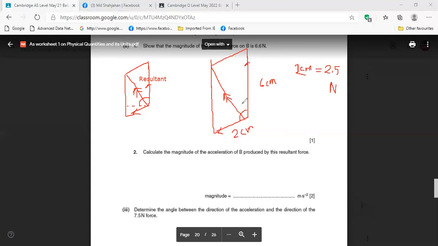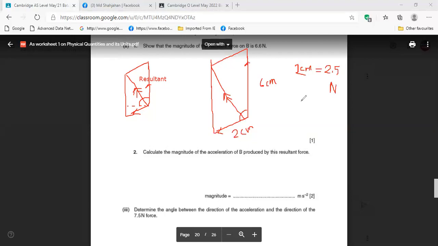It's 5.5 centimeter. So 5.5 centimeter you multiply with, you see, 2 centimeter is 2.5, right? Yes, sir. So 1 centimeter is 1.25. So 5.5 into 1.25 is 6.875. So it is 6.9, right?